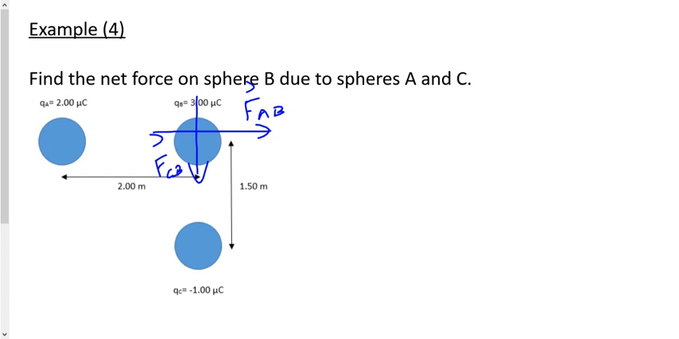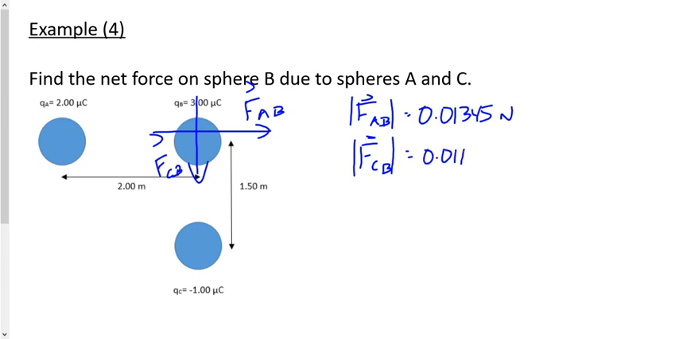We calculate both of these forces. The good news is I just calculated both of those forces. FAB from the previous question that I just did, FAB ends up being 0.01345, and FCB ends up being equal to, from the previous example, 0.01198 newtons. Well, we still got to add them together.